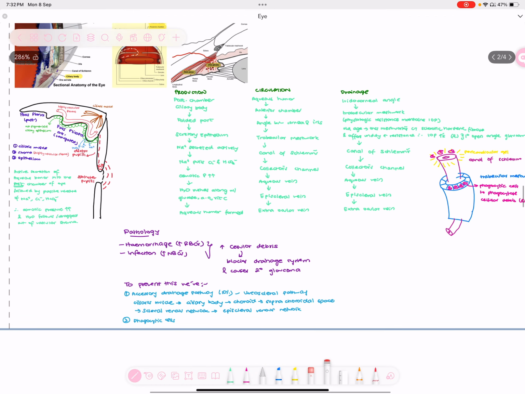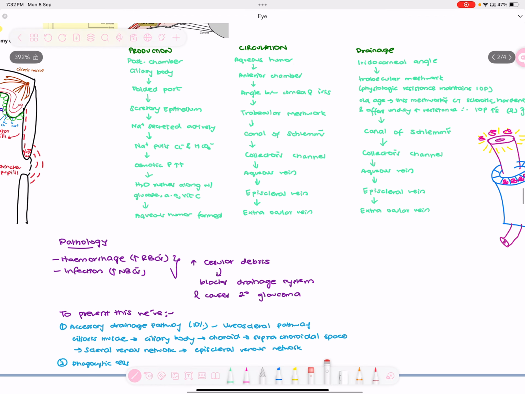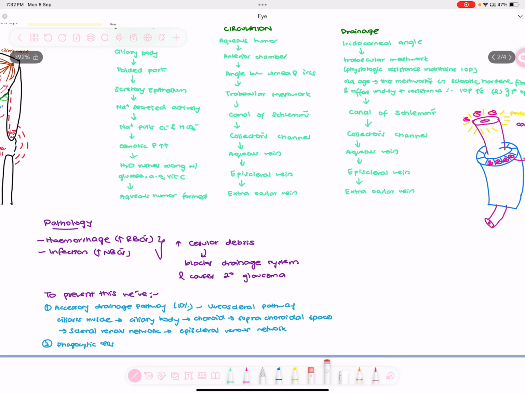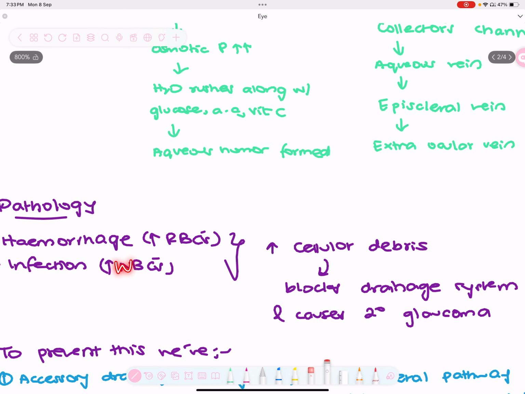Now, pathology. What happens exactly? Some sort of diseases arise here. For example, in case of hemorrhage, what happens? A lot of blood, right? So a lot of RBCs. In case of infection, what happens? A lot of white blood cells. Why does this look like N? It's supposed to be W.